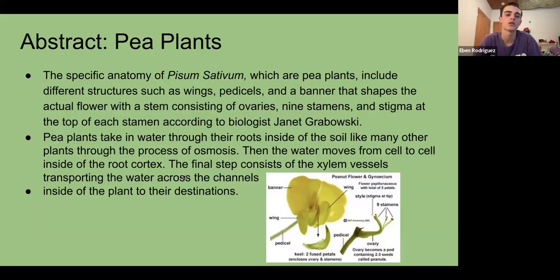The pea plants absorb water through their roots through osmosis. The water then moves from cell to cell inside the root cortex. Then it enters the xylem vessels, which distribute the water and its nutrients throughout the different cells of the plant.